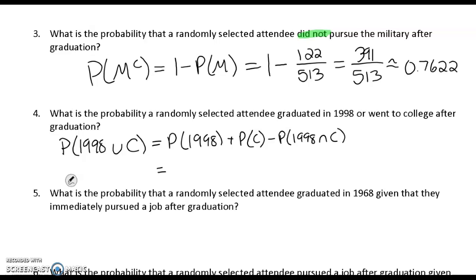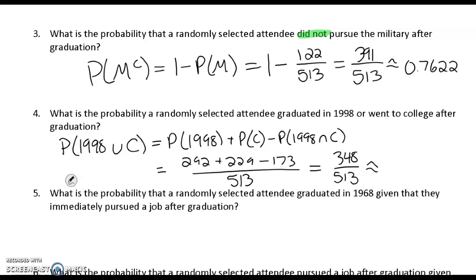So the total members in 1998 would be 292. The total members who went to college would be 229. And the total amount that went to college and were a part of the 1998 class would be 173. So again, I divide that by 513. When I do this, it appears that the total amount of people that either went to school or were in the class of 1998 would be, oops, I accidentally put a plus, would be 348 individuals out of 513. And as an approximation, this is about 0.6784.